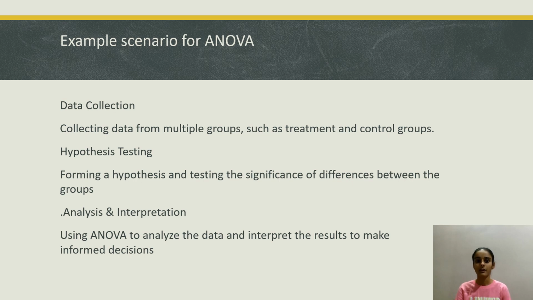Example scenario for ANOVA. Data collection: collecting the data from multiple groups such as treatment and control groups. Hypothesis testing: forming a hypothesis and testing the significance of the difference between the groups. Analysis and interpretation: using ANOVA to analyze the data and interpret the results to make informed decisions.